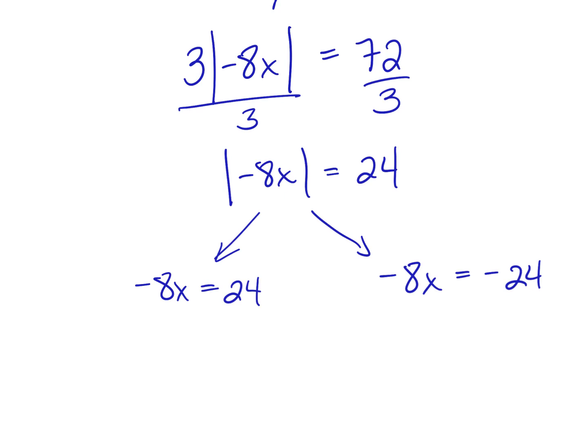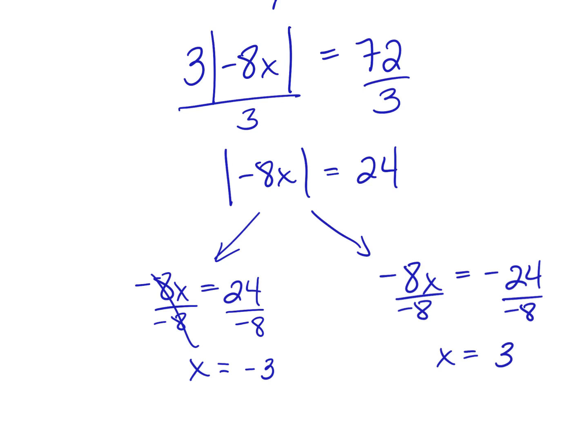So notice I didn't change anything about what was inside of those absolute value walls. It just can equal either 24 or a negative 24. And I'm going to solve them both separately. So negative 8 times x, to undo that multiplication, I'm going to divide by negative 8. So I have x, that cancels out to 1. X equals negative 3. 24 divided by negative 8 is negative 3. Divide over here by negative 8. So x equals positive 3.